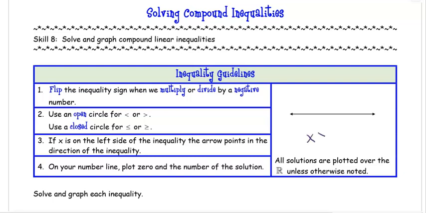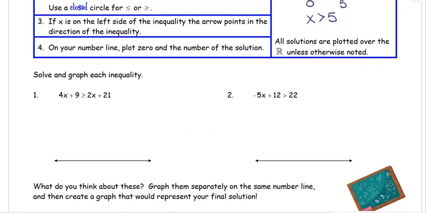If we ended up getting our final solution to be x is greater than 5, what I would expect to see on your number line would be the 0, the 5 in the correct spot. Since it is x is greater than 5, it would be an open circle, and we would have the graph pointing off to the right. Okay, so that's what our final graphs are going to look like. So let's see what we can do with these.